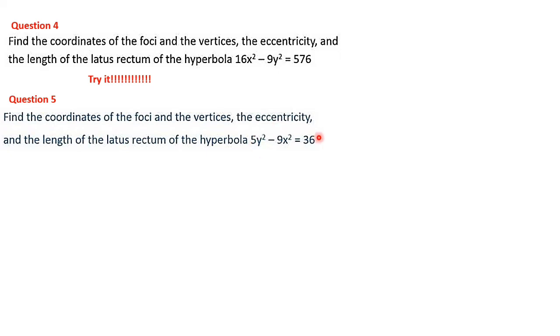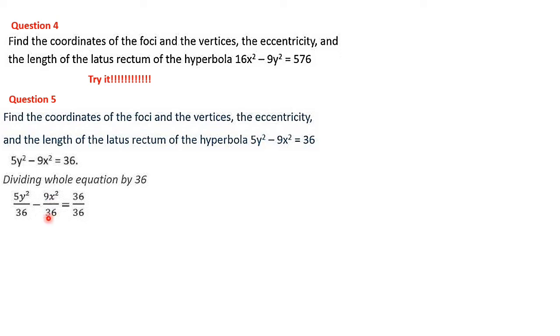This is also quite a familiar question. Let's try to do it, because the calculation is a little different here. So let's write down the equation 5y squared minus 9x squared equals 36. First of all, we will concentrate on the right hand side. We need to make it 1. For that, divide throughout by 36. So 5y squared by 36 minus 9x squared by 36 equals 36 by 36. Now the right hand side is cleared, 36 by 36 is 1.